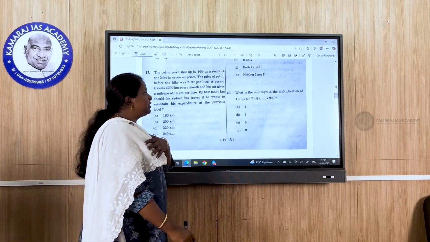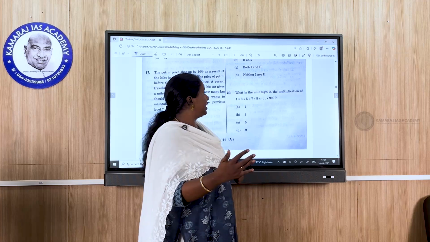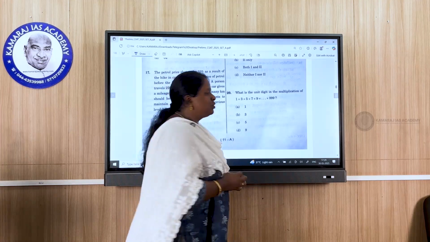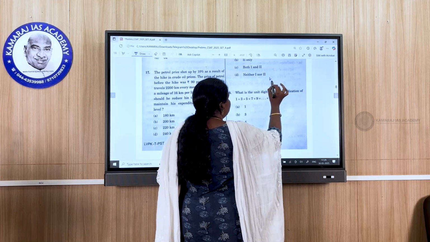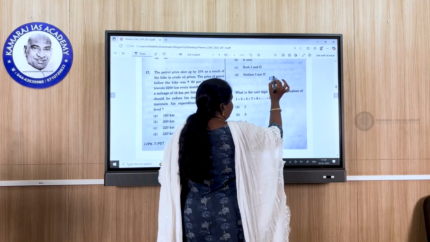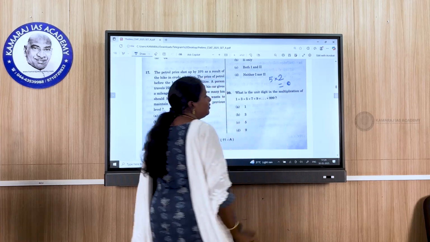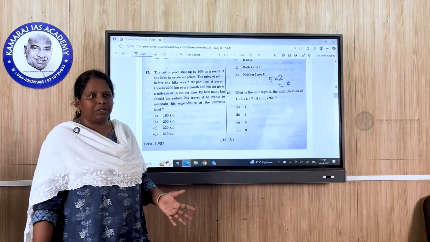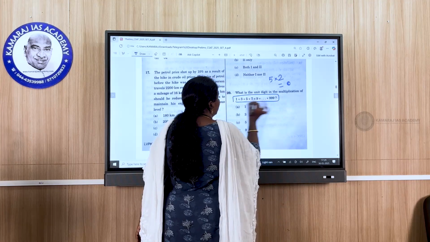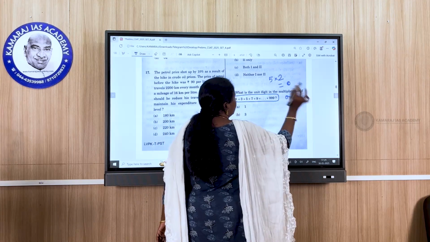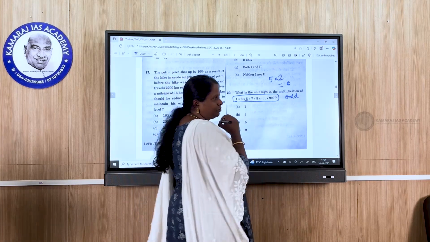Next, what is the unit digit in the multiplication of 1 × 3 × 5 × 7 × 9 and so on till 999? So you have to think it logically. If I have a number multiplied by 5 and by any even number, I will get the end value as 0, any even number. But see here, this series consists only of odd numbers, and also I am having 5 here.